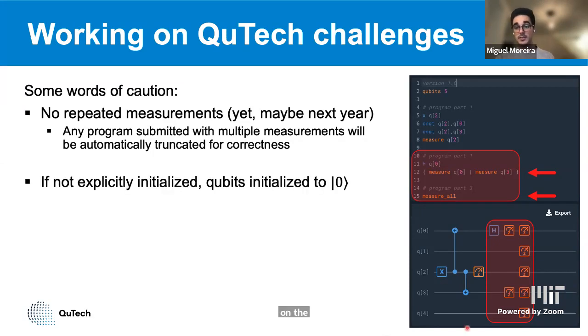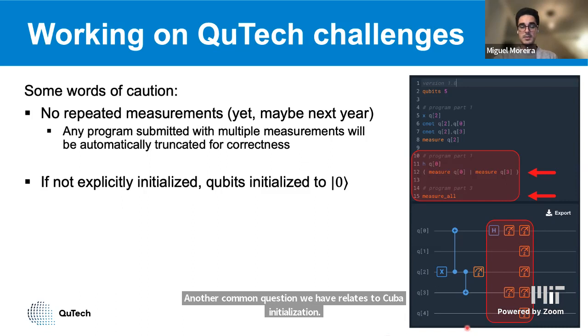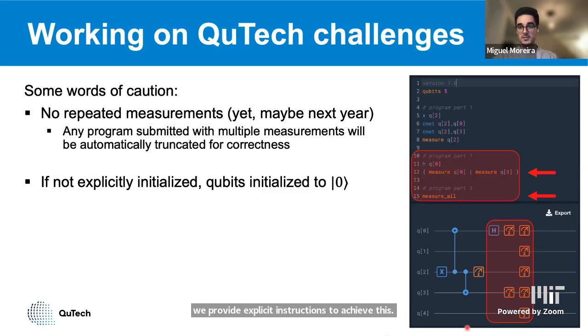Now, another common question we have relates to qubit initialization. Although we provide explicit instructions to achieve this, if a user doesn't explicitly initialize these qubits in the beginning of a program, they will be automatically initialized for him in the 0 state.